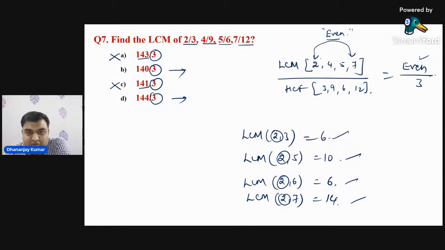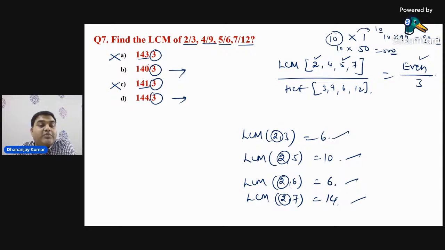Now, what you will do, again, okay, even is over. Now what we will see, it has a factor 2, it also has a factor 5. So the multiple of 2 and 5 is going to be 10. So anything you multiply with 10, 10 times 50, 10 times 99, the answer will always end with 0. 990, ending with 0. Okay, 500 ending with 0. The answer will be a multiple of 10, ending with 0. So the option has to end with 0 only. Does 144 by 3 end with 0? No. So the answer has to be 140 by 3.